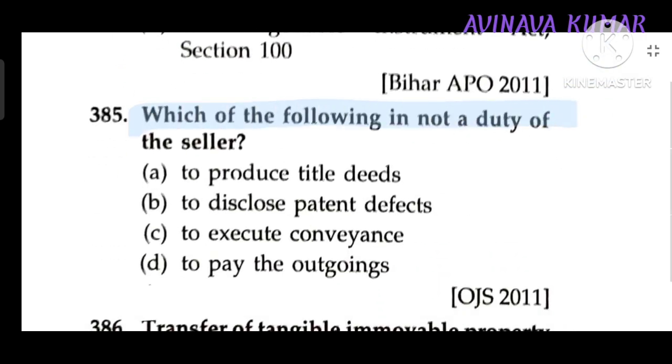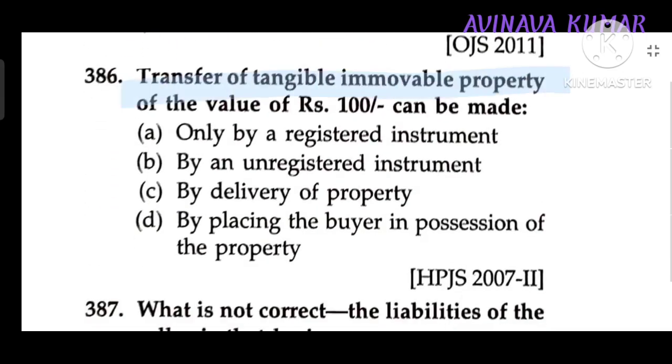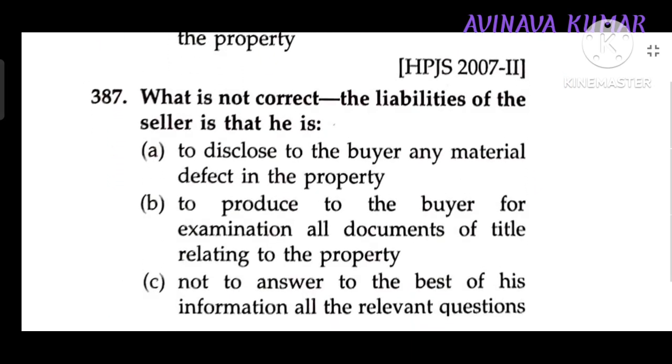Which one of the following is not a duty of seller? To disclose the patent defect. Transfer of tangible immovable property of the value of 100 rupees can be made only by registered instrument.